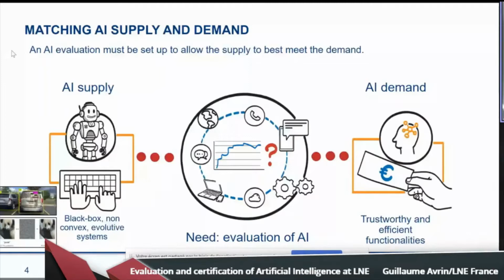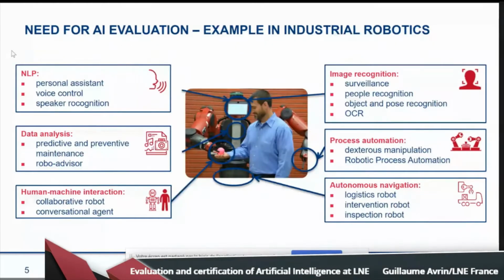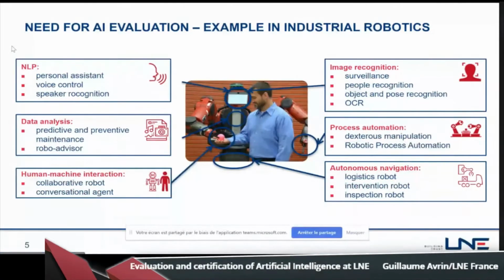To take an example, for industrial robots, you can find artificial intelligence basically everywhere. You can have natural language processing to interact by voice with workers, for example to control the robots with voice as a personal assistant, or for a speaker recognition application. You also have AI for predictive and preventive maintenance, for collaborative robots, for surveillance robots, and so on: voice recognition systems, image recognition systems, dexterous manipulators. All of this is embedded on an industrial robot, and you want to make sure that this robot is not dangerous, that it is efficient, and that it has good performances.